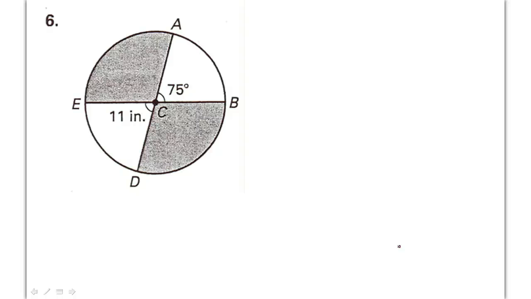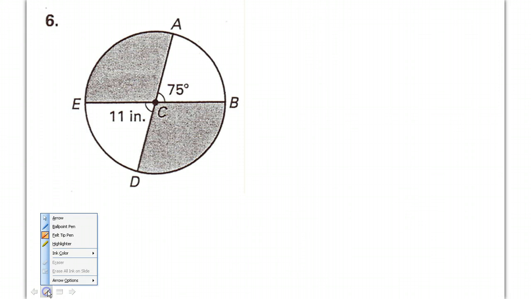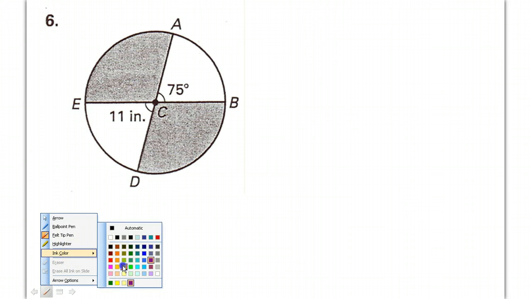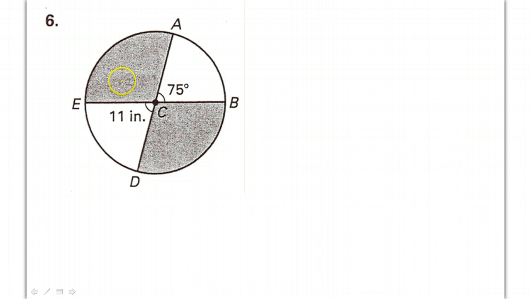Let's do it from 180. That's what you said the first time. Yeah, so subtract from 180. 180 minus 75. We're going to do 180 divided by 2. All right, so everybody go ahead and finish problem number 6, but make sure you're using 105.